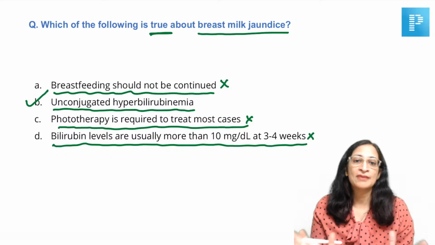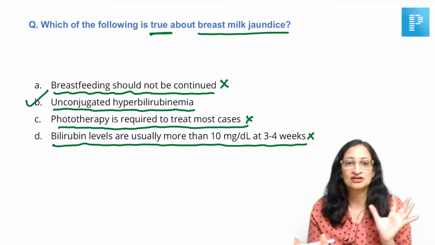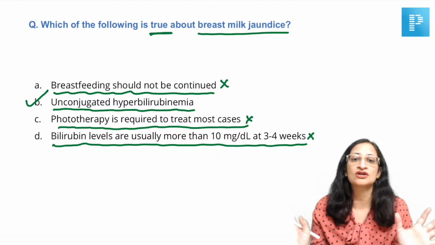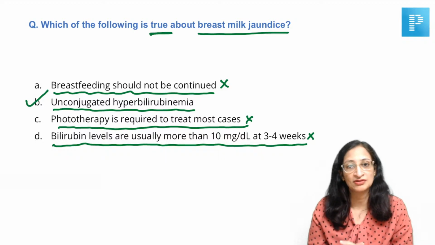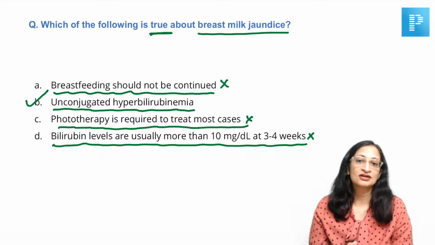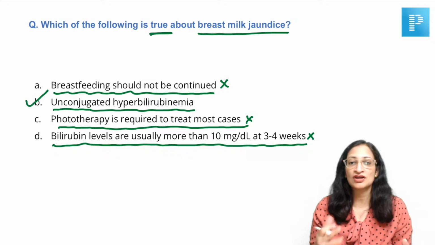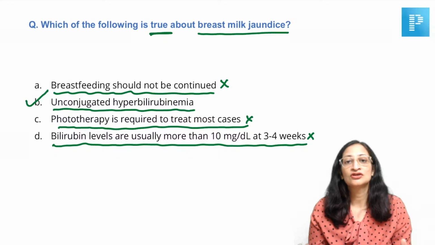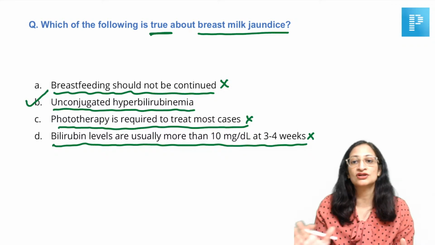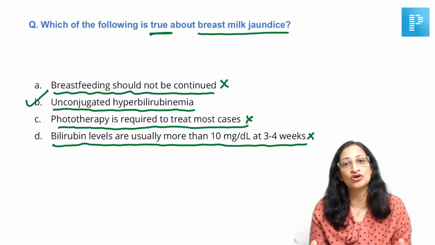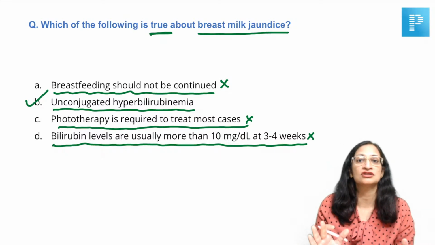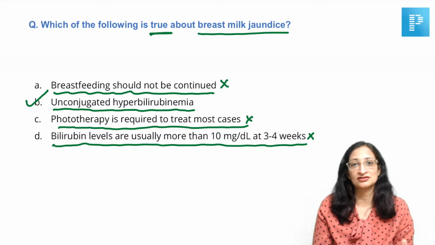So the best answer, there is no doubt, unconjugated hyperbilirubinemia is going to be correct. Okay, right? The exact wordings of the other options you have to see to be very sure, but if there was an option of unconjugated hyperbilirubinemia, then there is no confusion on this. That has to be the correct answer, right?